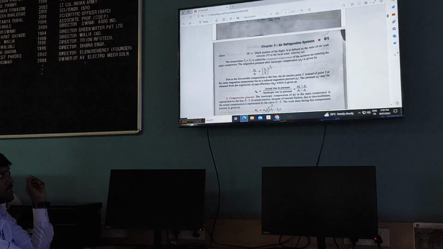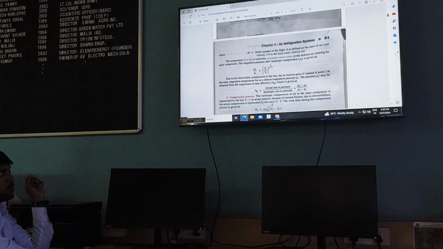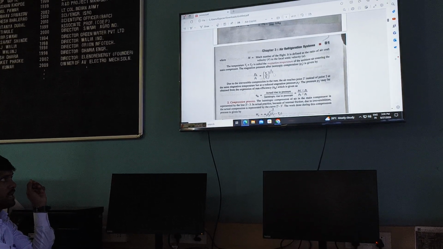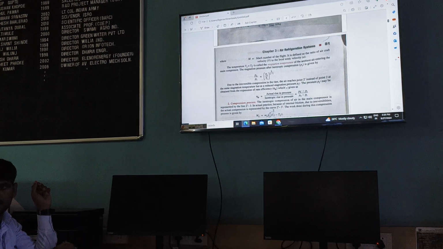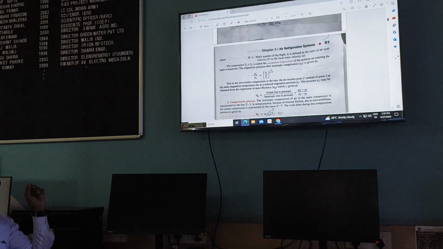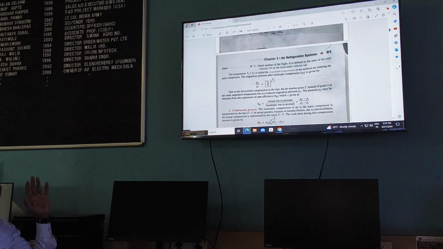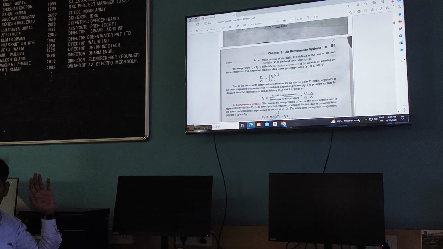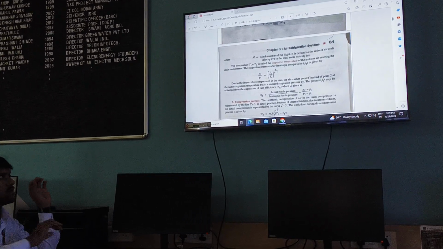Now you may get confused. P2 by P1 is equal to T2 by T1 raised to gamma divided by gamma minus 1. What is this? This is the pressure temperature relationship for isentropic process.